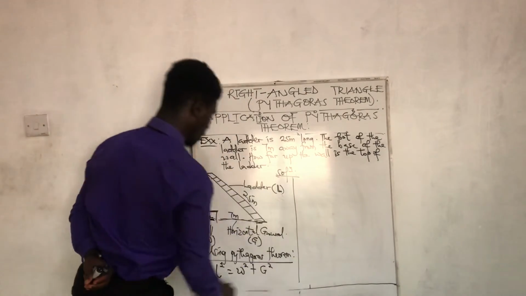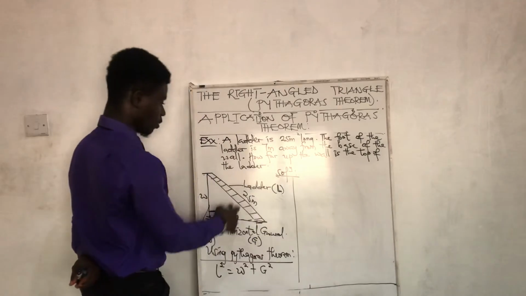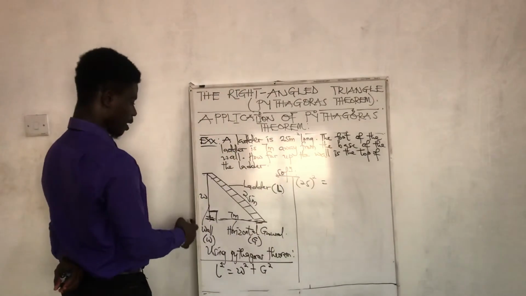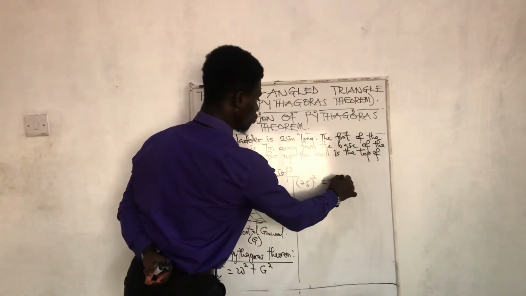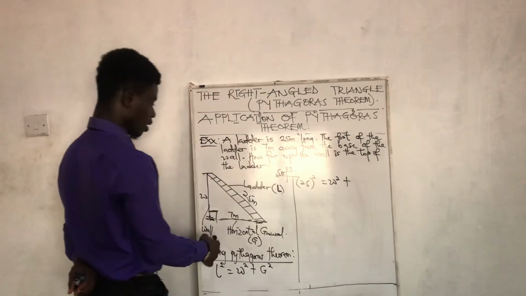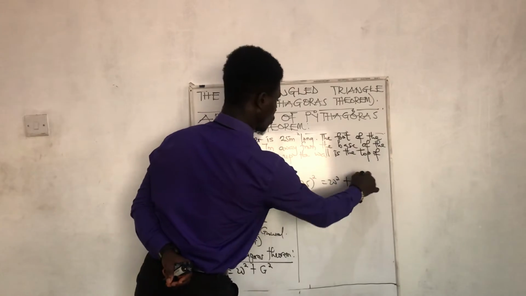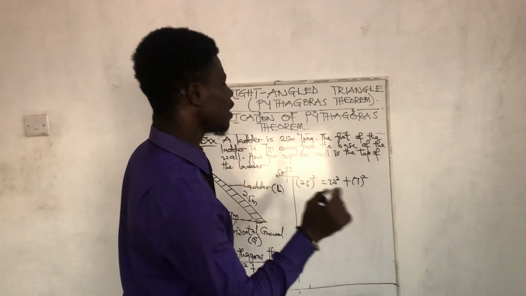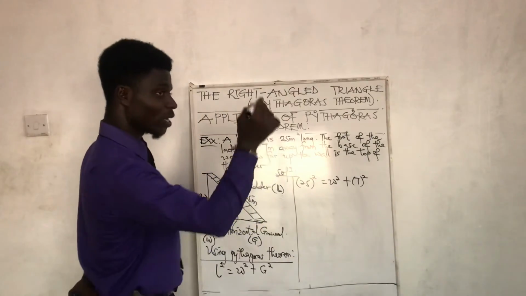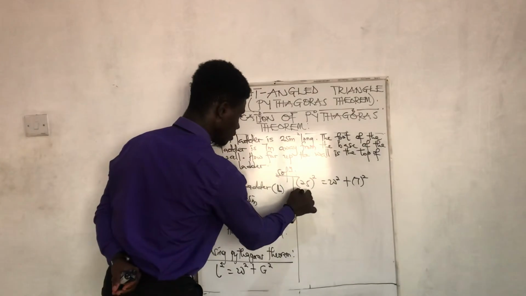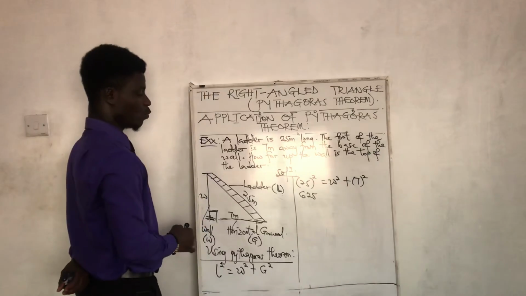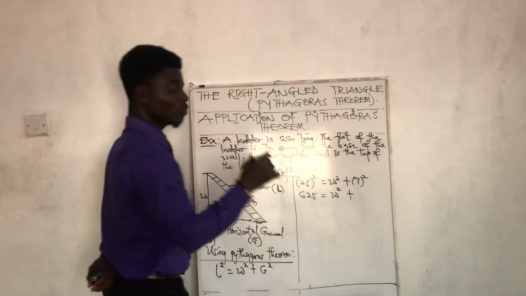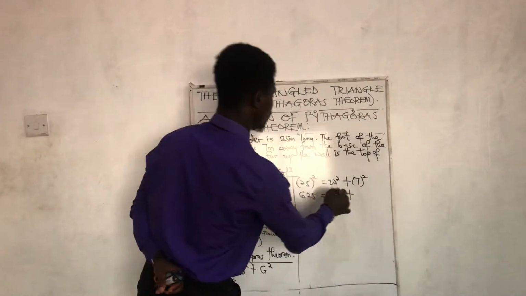So let's proceed. L squared, which is 25 all squared, equals W, we don't know W, so W squared plus G squared, which is 7 all squared. Now 25 squared gives us, 25 times 25, 5 times 5, 25, you get 625 equals W squared plus 7 squared gives us 49.